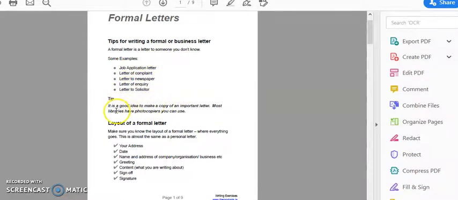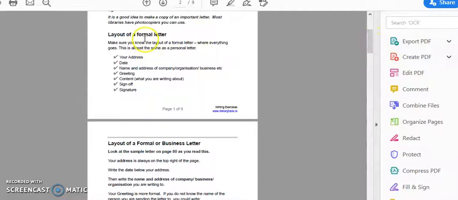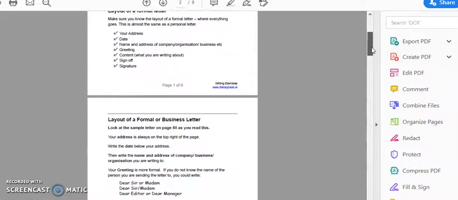Again, it gives a good tip here. It's always a good idea to keep a copy of a letter that you send off. And again, we're looking at the layout. So your address, the date, the name and address of the organisation, your greeting. So again, your greeting in a formal letter is going to be quite formal. It'll usually be Dear Mr. or Dear Mrs., etc.